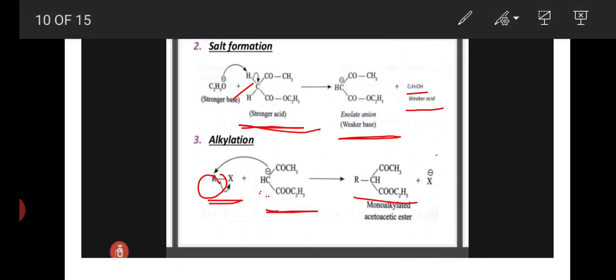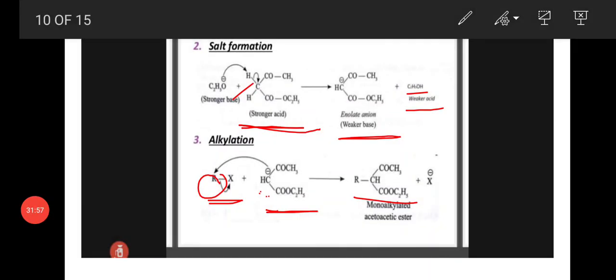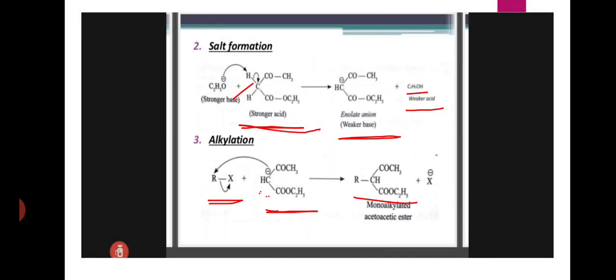Next is alkylation. Alkylation means when ethyl acetoacetate reacts with alkyl halides, one of the alpha hydrogens is replaced by an alkyl group and forms an alkylated acetoacetic ester. This reaction is called an alkylation reaction. So, salt formation and alkylation.